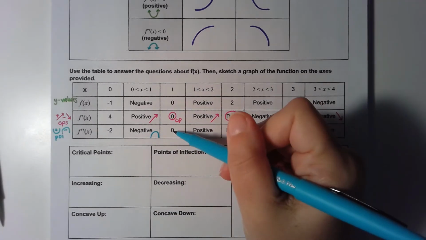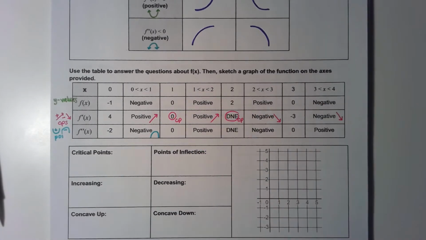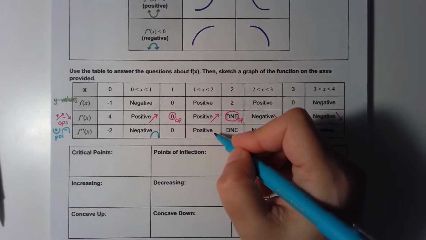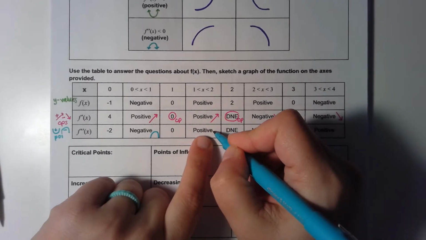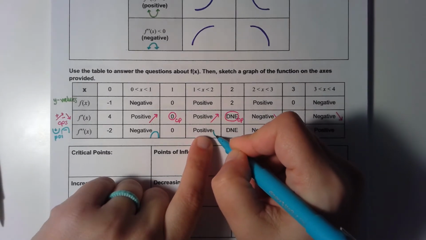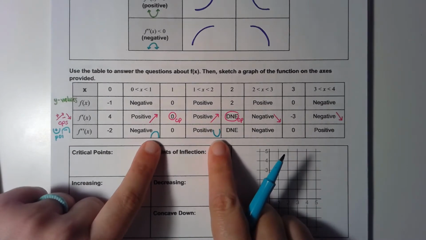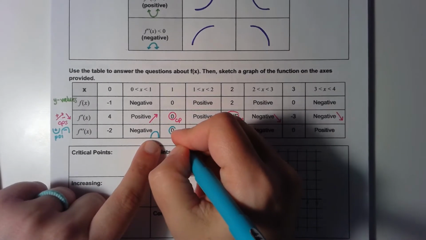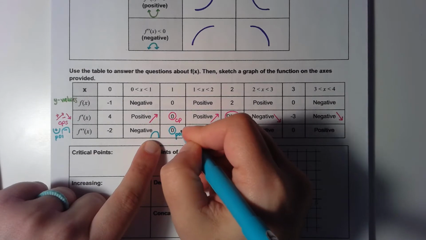Then my second derivative is 0. Now, I'm not going to label that as a point of inflection because just being equal to 0 does not make this a point of inflection. We have to see if the concavity actually changes. So what I'm going to do is look after that and see, oh, now the second derivative is positive, so concave up. Since the concavity changed here, this is going to be a point of inflection.